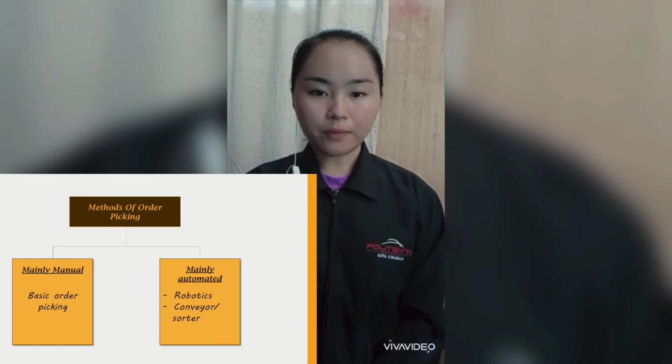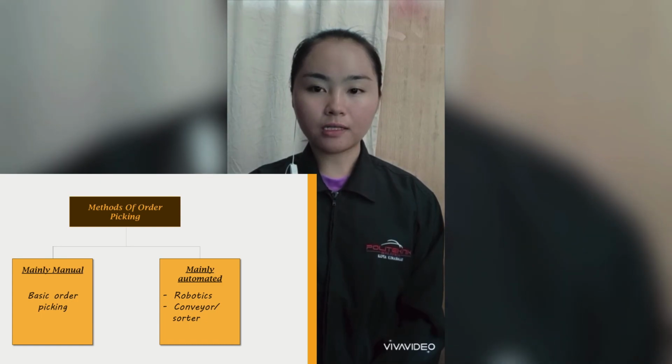Methods of order picking. Number 1, manual, basic order picking. Number 2, manually automated: robots, conveyor, and sorter.